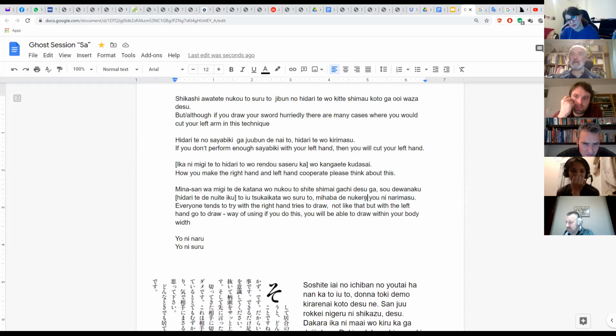If this verb here is in the ability form, if it's a potential verb, then you can't use tame ni. Tame ni doesn't mean anything. You just put you ni narimasu. You will become able to draw within your body width.